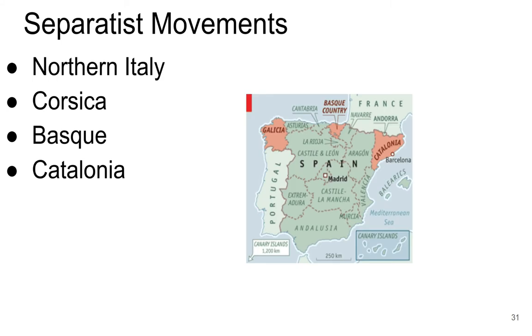So other separatist movements in northern Italy, in the island of Corsica, in France, in the Basque country of Spain, and in Catalonia of Spain. So here, you can see Catalonia is northeastern Spain, the Basque country, northern Spain, and then Galicia, which I was just talking about a minute ago, where the culture is really tied more to England. I mean, not current England, but past Celtic England. And they would like to be more independent than they are.